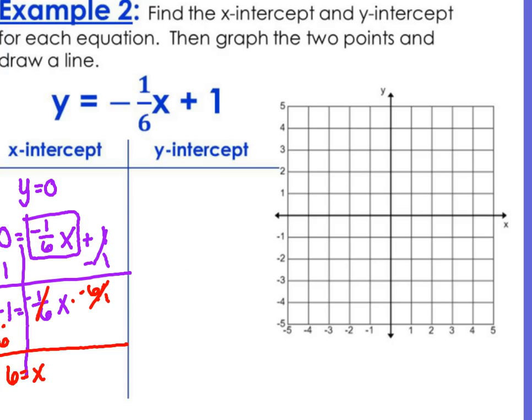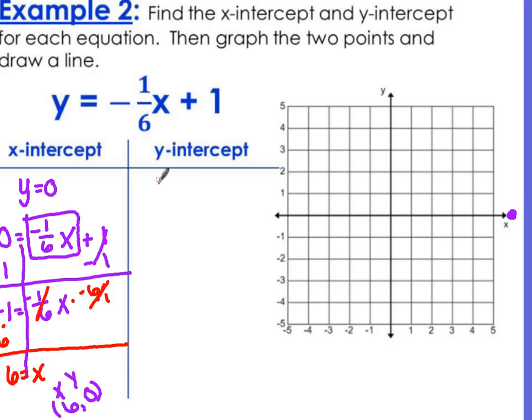So my x-intercept, I got x is 6. My x value is 6, and my y value I plugged 0 in. So this is the ordered pair (6, 0), and sorry about that, it ran off the graph a little bit, but that's okay. There's my x-intercept.